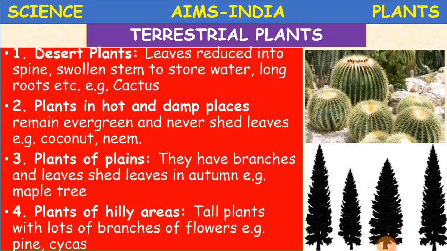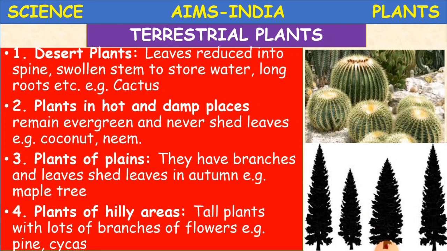Plants of plains. So how are they? So what are plants of plains, children? So which live on the plain surface areas, that is flat surface areas of the land. So such type of areas are called as plains. So how are they? They have branches and leaves, and they shed leaves in autumn. So what do they have? They have so many branches.